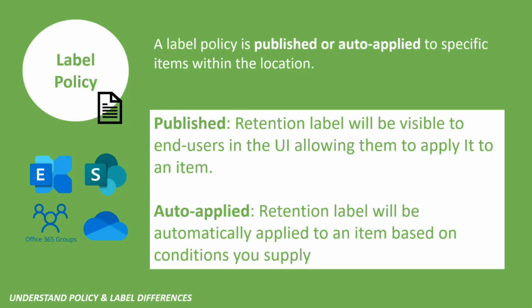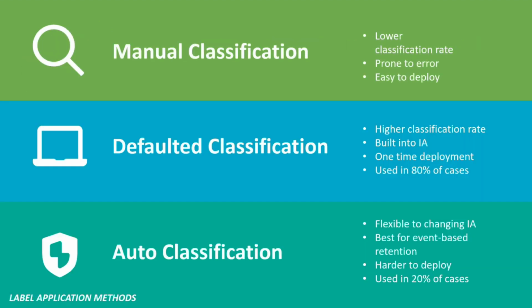So to go a little bit more in depth, we have 3 ways of applying retention labels to files within M365. We have manual classification, defaulted classification, and auto classification. So the very first one is manual classification, and this is something that Cadence doesn't typically promote because there are better ways that you can do retention within your organization.